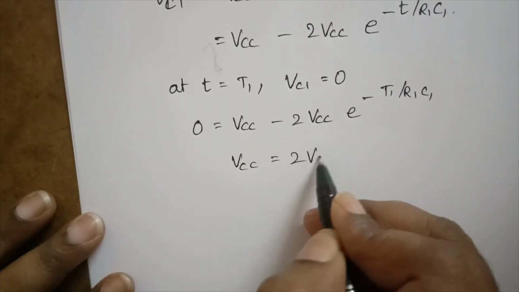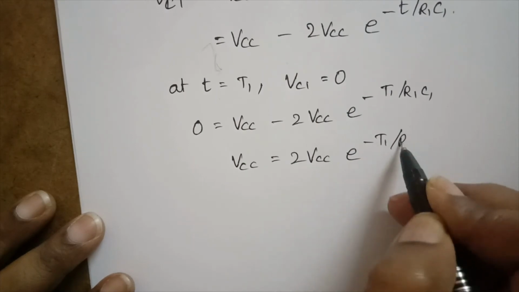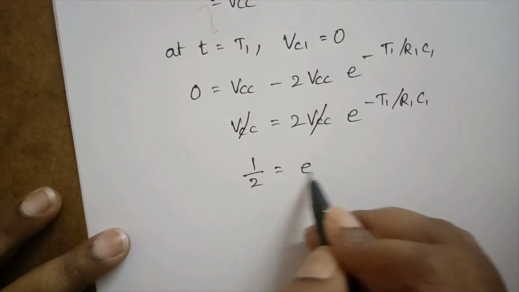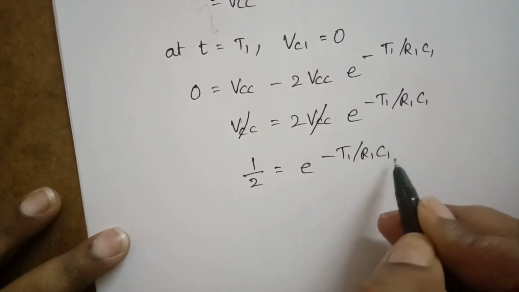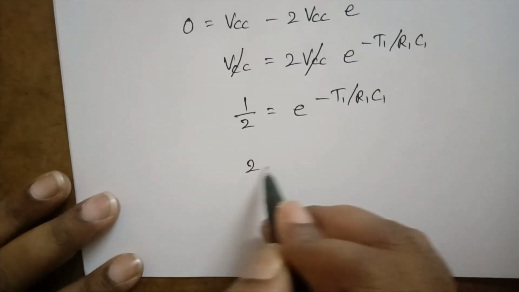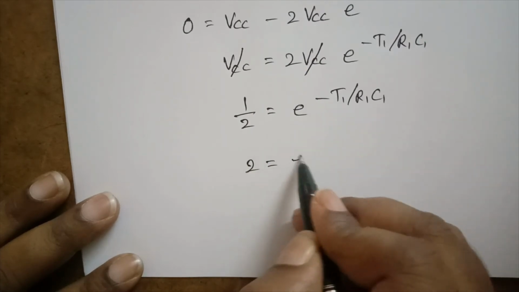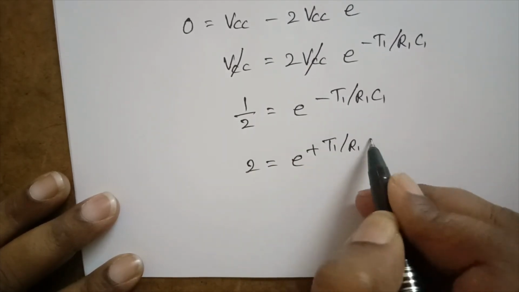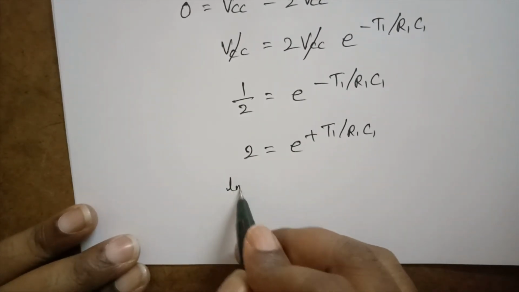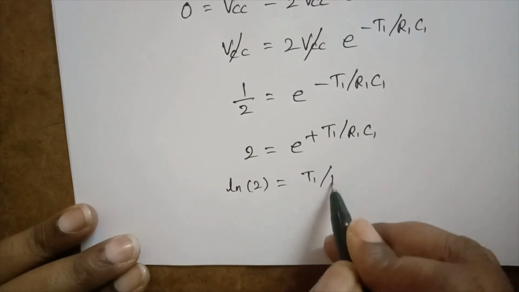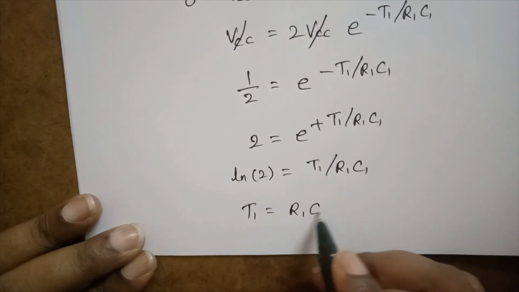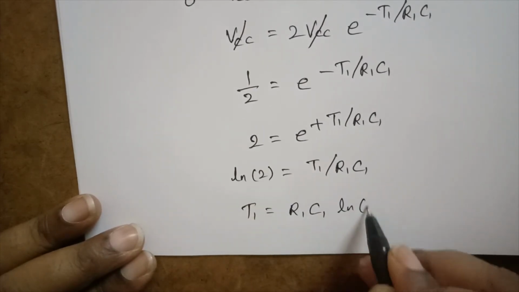VCC is equal to 2 VCC e power minus T1 by R1 C1. VCC gets cancelled. The equation becomes 1 by 2 is equal to e power minus T1 by R1 C1. Now take the reciprocal on both sides, then it becomes 2 is equal to e power plus T1 by R1 C1. Then apply natural logarithm on both sides. ln of 2 is equal to T1 by R1 C1. Now I need the T1 value. So T1 is equal to R1 C1 ln of 2.